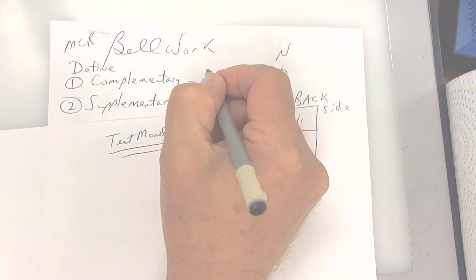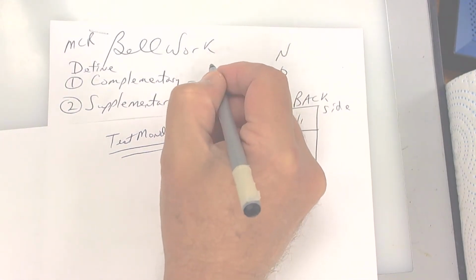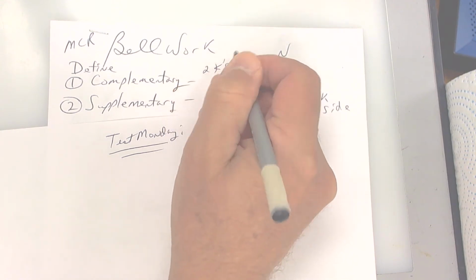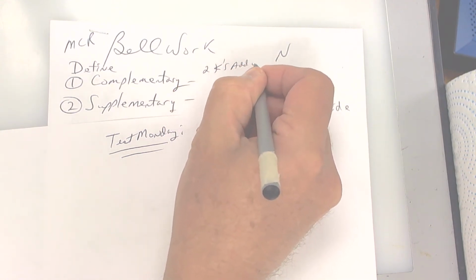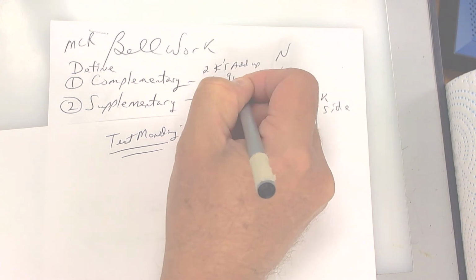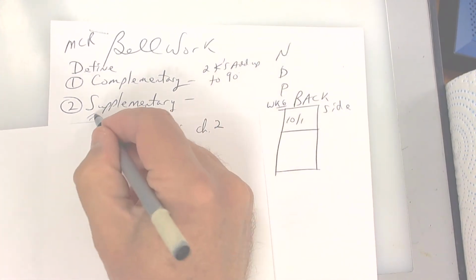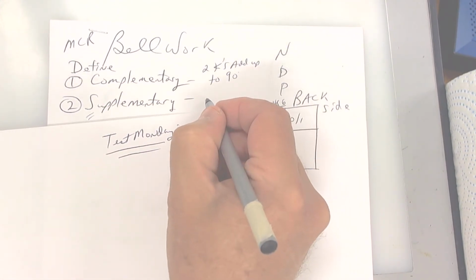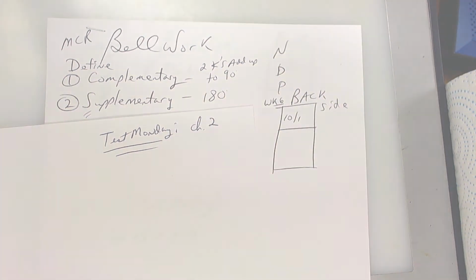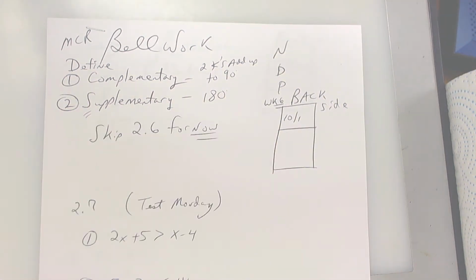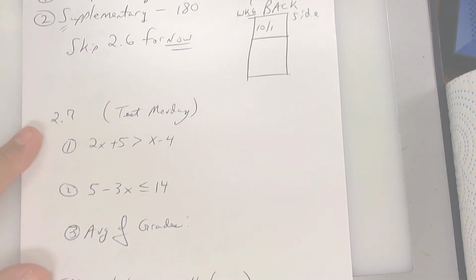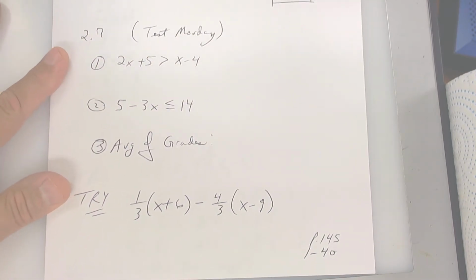Complementary means two angles that add up to 90 degrees. Supplementary adds up to 180 degrees. Make sure you know that. All right. We're going to skip 2.6 for now. Copy these down on a new sheet of paper.